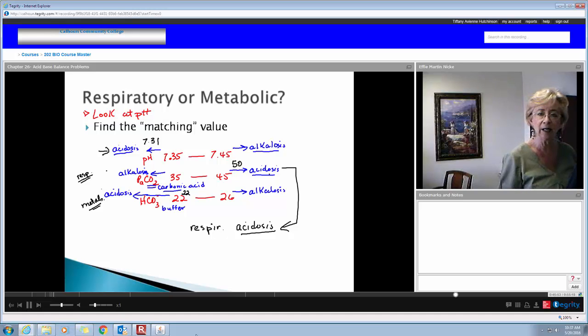How do you do that? You look at the other value. You look at your HCO3. It was not the match, so let's see. Is it in range or out of range? Still in range. So this is an uncompensated respiratory acidosis. Was there partial compensation?